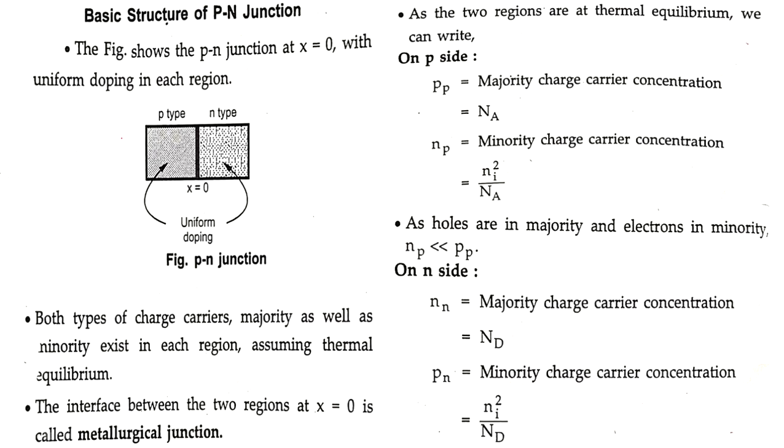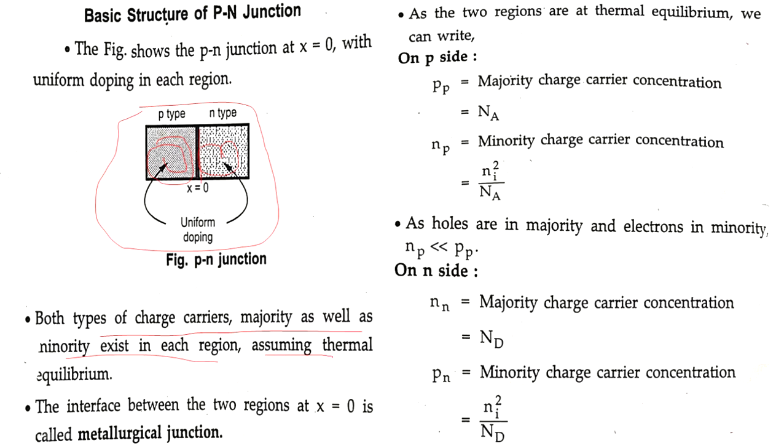This is the P-N junction structure when we connect the P-type and N-type chemically. This is the junction point where we have joined the P-type and the N-type at x equal to 0. Here holes are the majority and here electrons are the majority. So we have uniform doping. Both types of charge carriers, majority as well as minority, exist in each region. That's why we have taken the uniform doping.